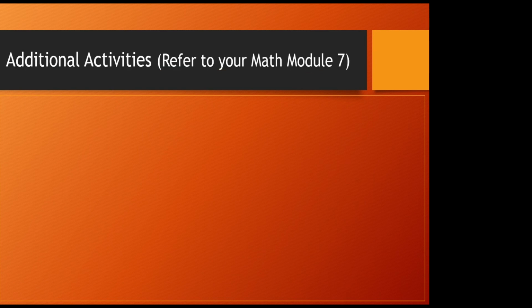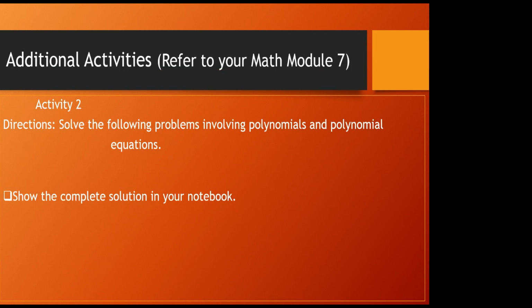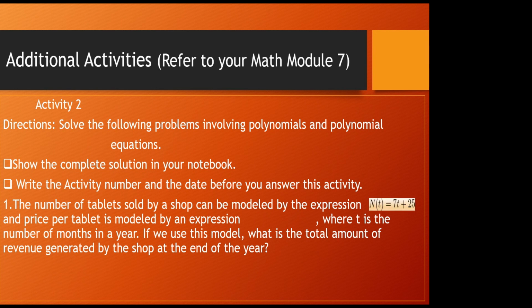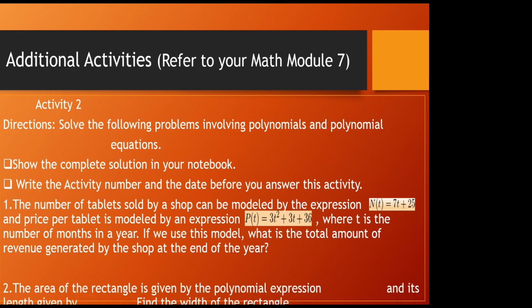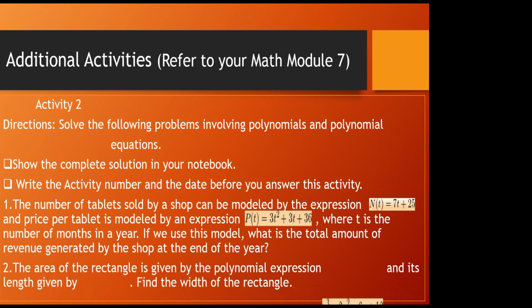I think you're now ready to answer activity 2 of your math module 7. For number 1, the clue is you just substitute the number of months in a year to the variable t. So there are 12 months in a year, so therefore your t will be equal to 12. And then simplify. Do addition and multiplication. For number 2, you use division of polynomials.